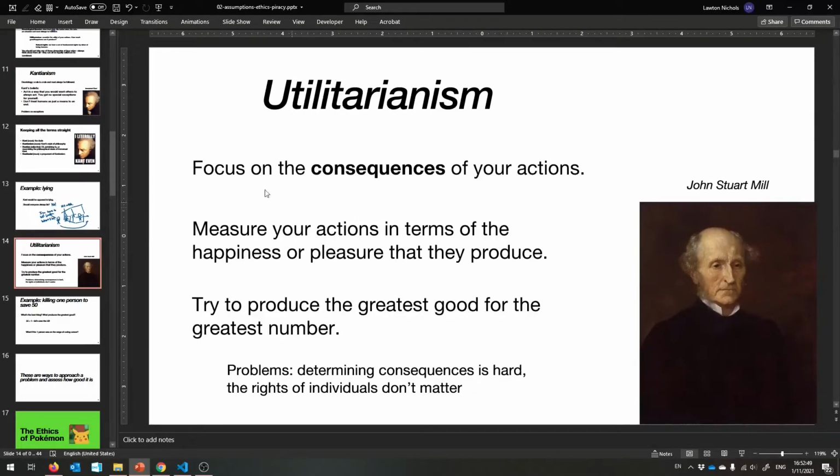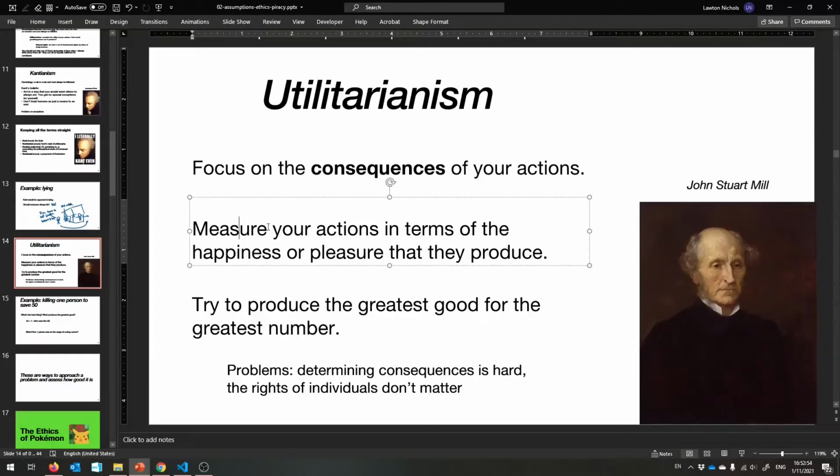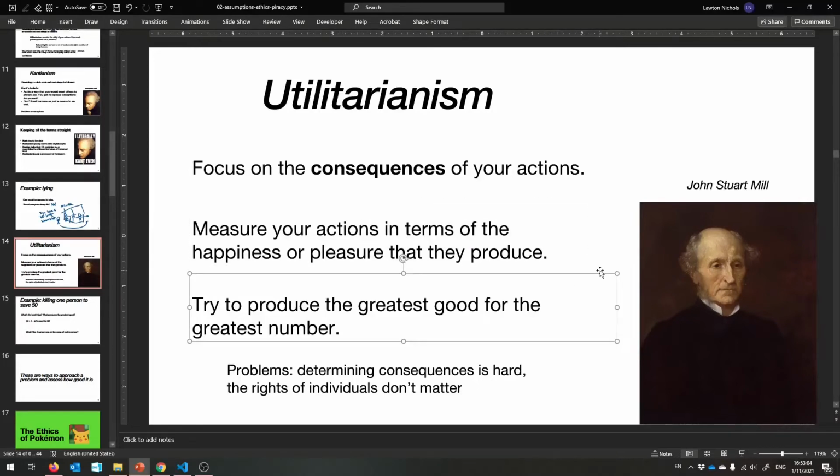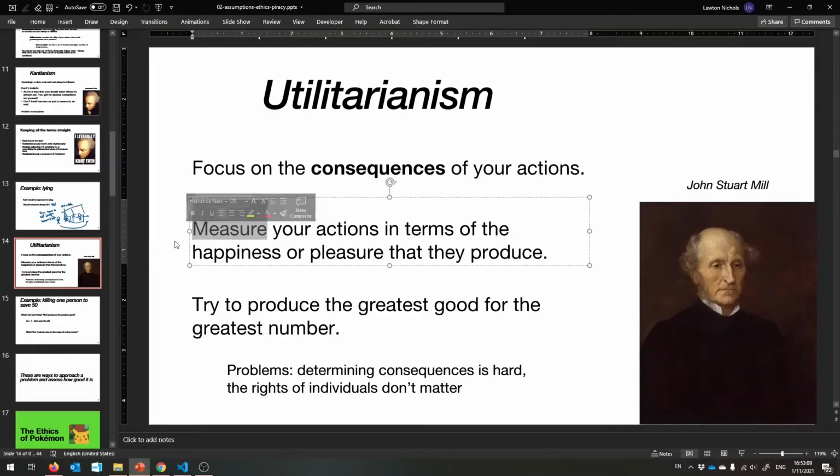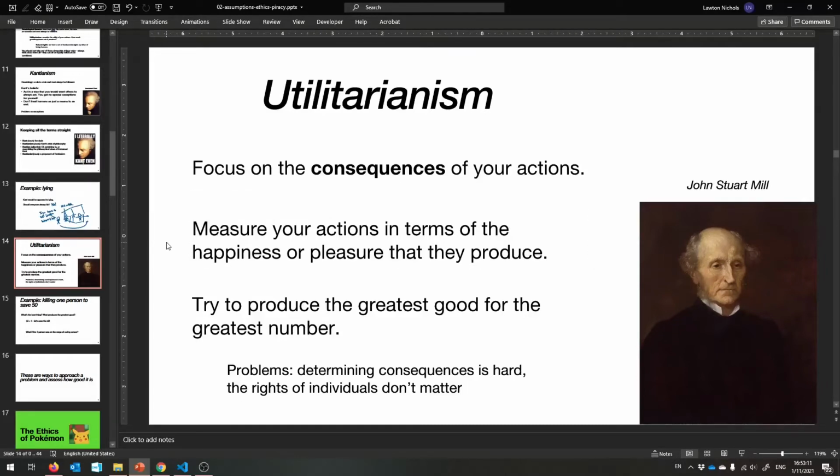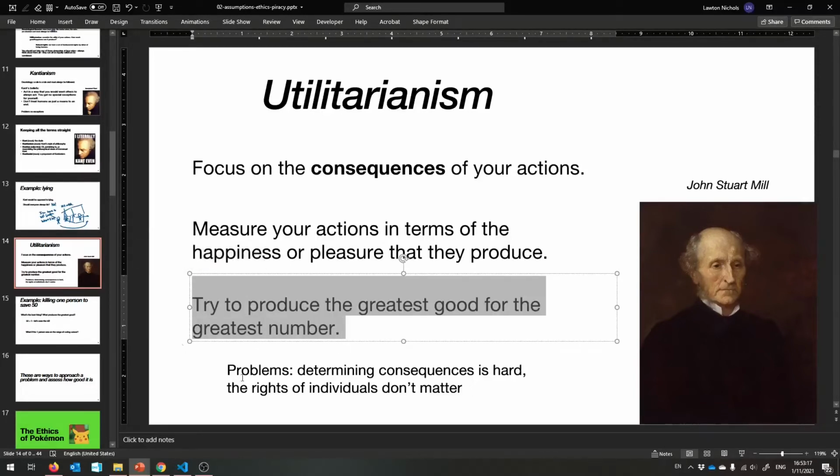All right, so focus on the consequences of your actions, and there needs to be some kind of measure of utility. So we're going to measure in terms of the good that it produces, maybe happiness or pleasure. Those are two definitions of good, okay? So there's always going to be some way to measure these things, and then you're going to base your decision on that, on which side has the highest utility. Okay, so in essence, you try and produce the greatest good for the greatest number of people.